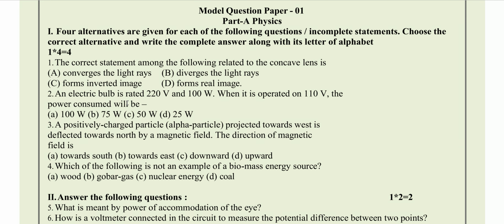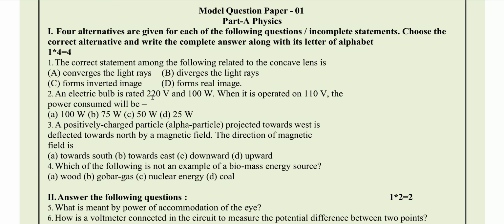Okay? Good. Second question. An electric bulb is rated 220 volt and 100 watt. When it is operated on 110 volt, the power consumed will be. We have the electric bulb. What is the potential difference? 220 volt. How much is the power? 100 watt. Understood? So this is the case. Can you see this? At this volt, this is watt. This is the watt. ये volt के अंदर इतना watt आ रहा है.